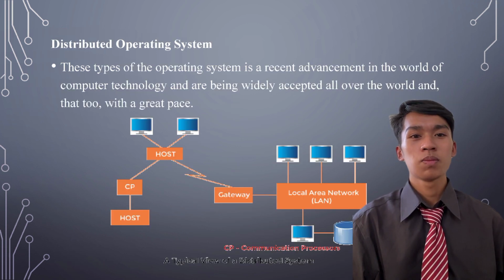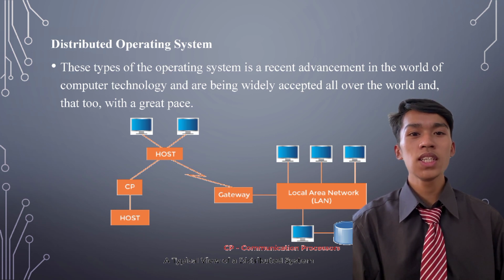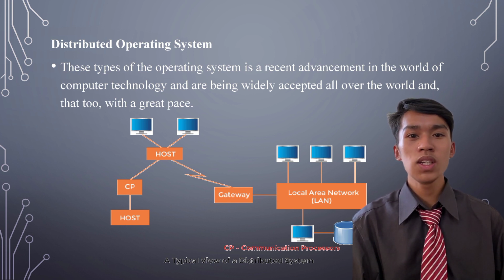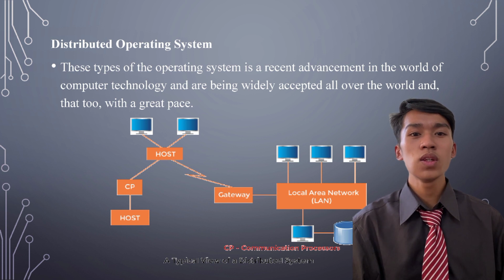Distributed operating system. These types of operating systems are a recent advancement in the world of computer technology and are being widely accepted all over the world, and that too at a great pace. Various autonomous interconnected computers communicate with each other using a shared communication network. The distributed operating system is not installed on a single machine. It is divided into parts, and these are loaded on different machines. A part of the distributed operating system is installed on each machine to make communication possible.